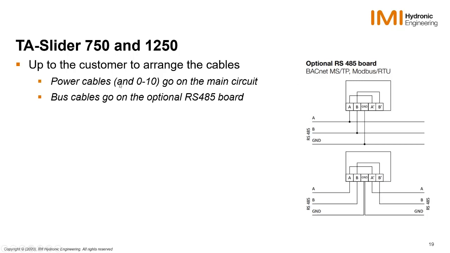And then the power cable and the 0 to 10 volt signal go on the main circuit of the slider, and the bus cable goes to this optional board here. And you can also do a daisy chain with these ones and connect your A and B into your A and B ports here.